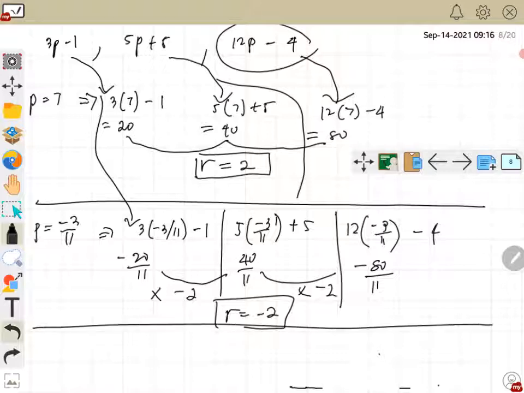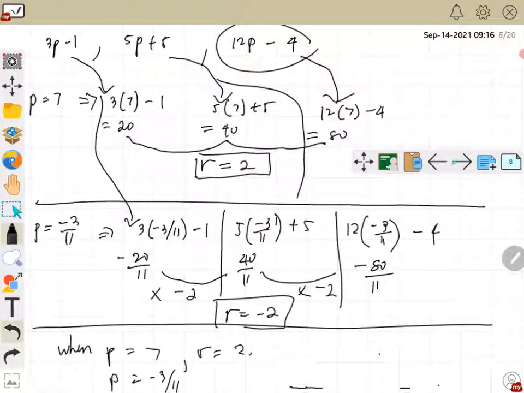So in general, when p equals 7, r equals 2. And when p equals negative 3 over 11, we get r equals negative 2. A while ago we solved this using a quadratic equation. Okay, so that's it. How about our next problem?